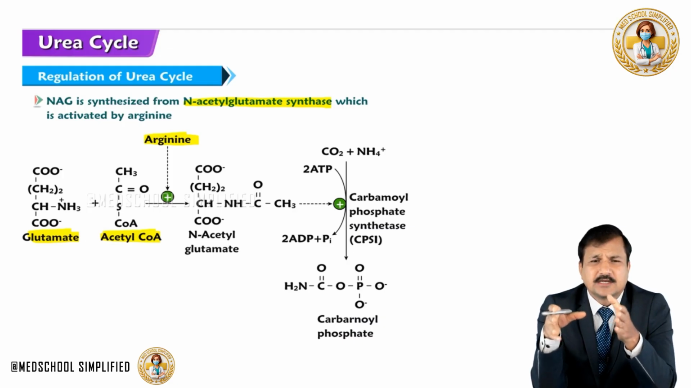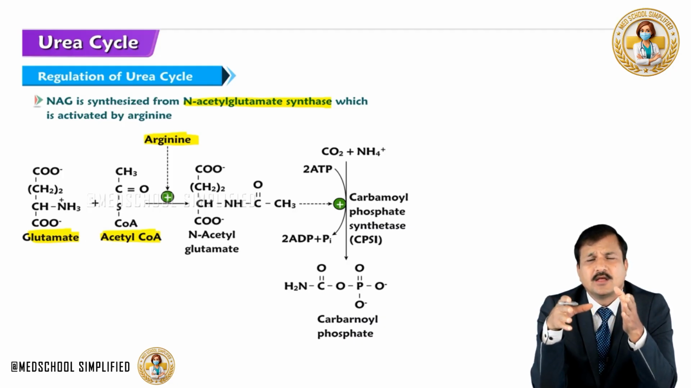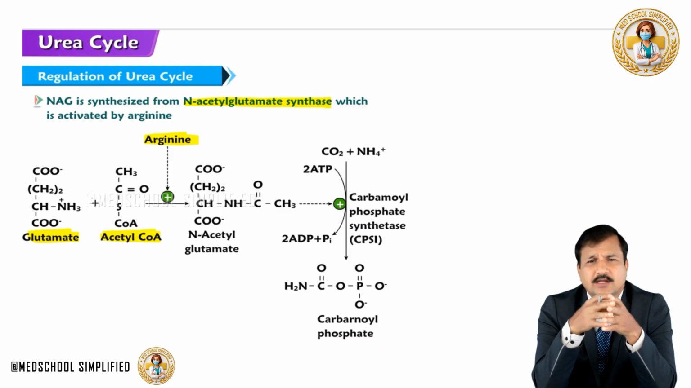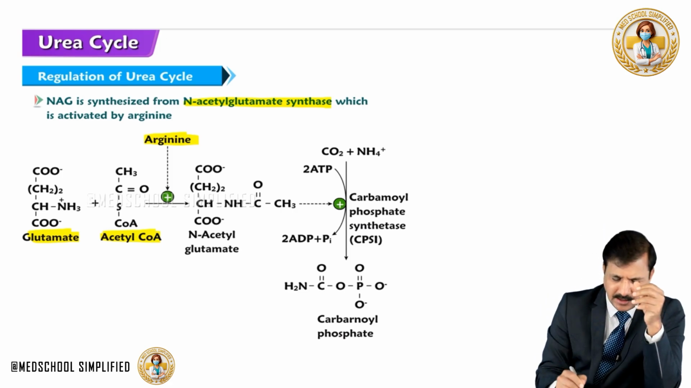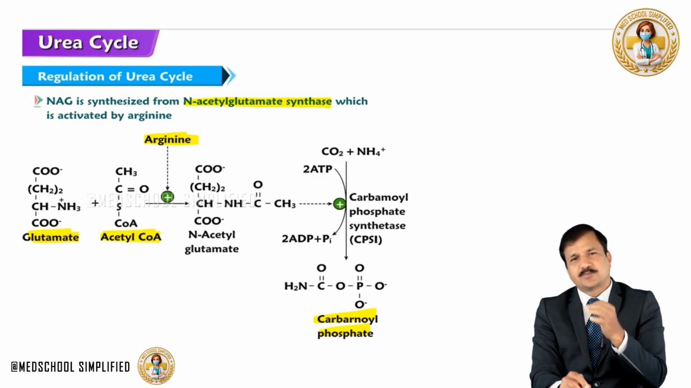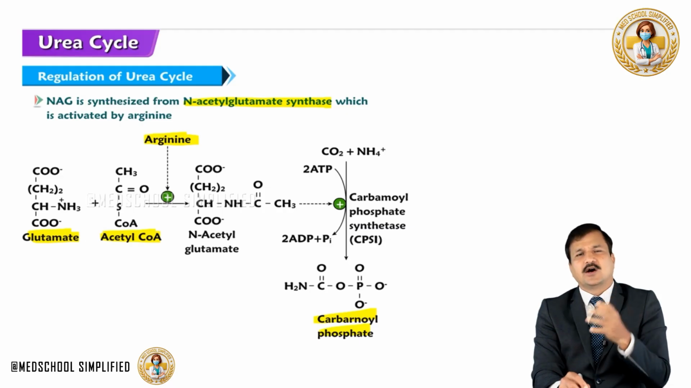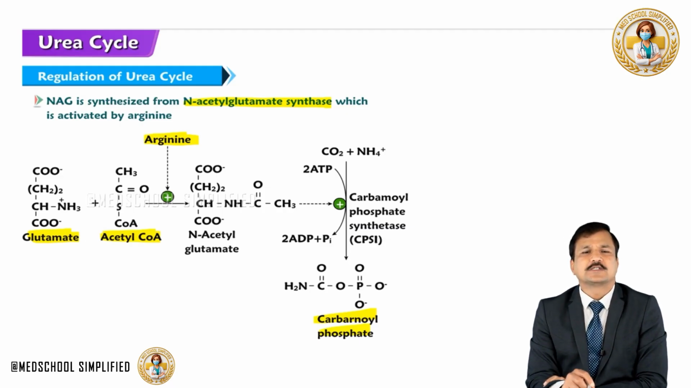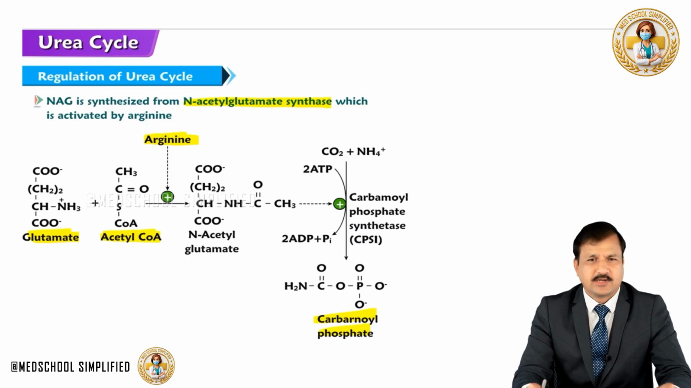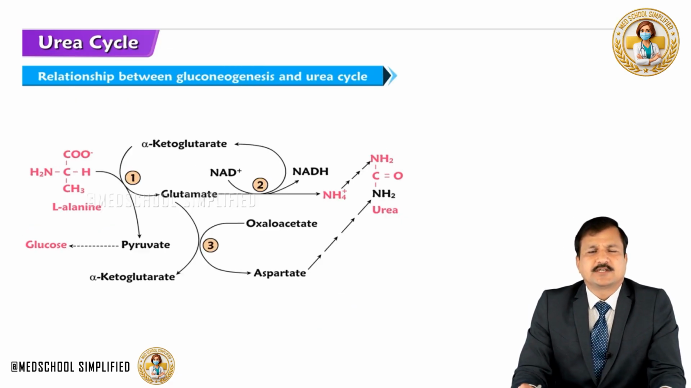And N-acetylglutamate now acts as a positive modulator on carbamoyl phosphate synthetase 1 enzyme. Thereby, carbamoyl phosphate synthetase 1 is going to condense carbon dioxide with ammonium ion by consuming 2 ATPs to make carbamoyl phosphate. And that's how urea cycle reaction is regulated in response to catabolic condition, because there is a rise in glutamate, acetyl-CoA and arginine, making it favorable for synthesis of N-acetylglutamate, which is an obligate activator of carbamoyl phosphate synthetase 1 enzyme. Now let's move on to see what is the relationship between gluconeogenesis and urea cycle.